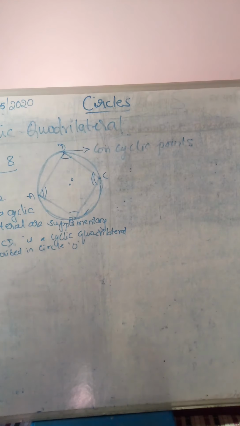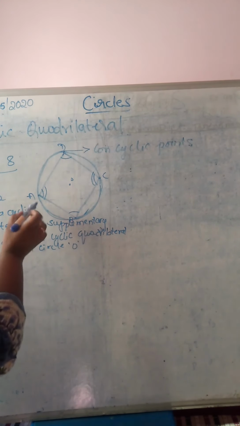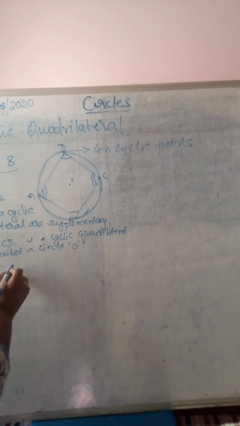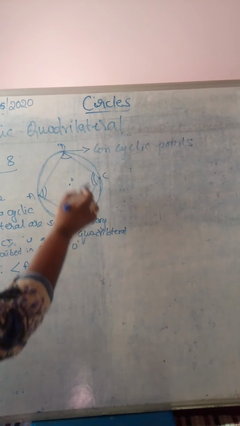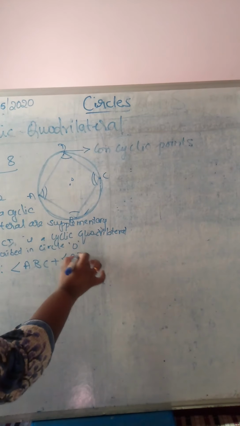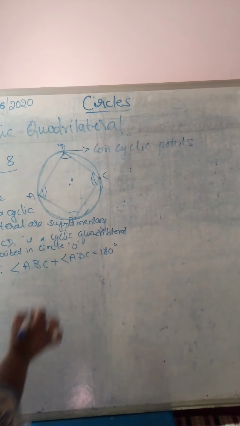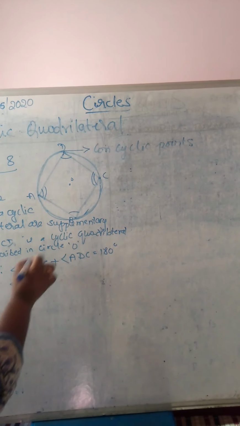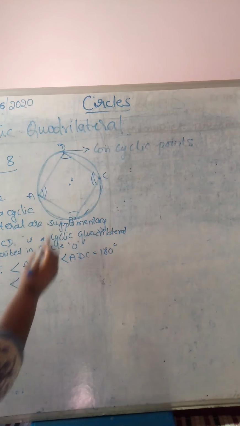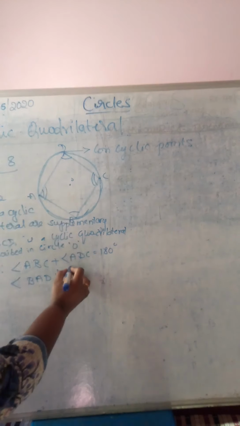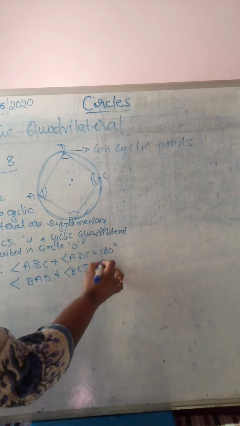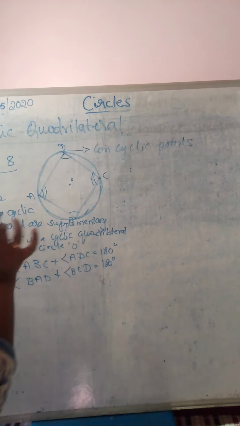Now what do we need to prove? We need to prove that angle ABC plus angle ADC is equal to 180 degrees, and then angle BAD plus angle BCD is equal to 180 degrees. Now this is what we need to prove.